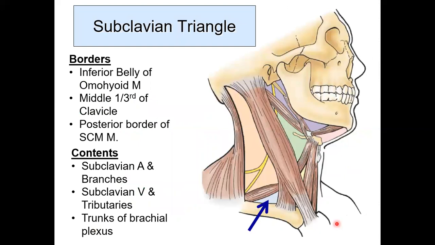All right, so your subclavian triangle, you can see here. Here's your clavicle, here's your omohyoid inferior belly, and here's your sternocleidomastoid. And that is your subclavian triangle. For the contents of your subclavian triangle, just remember, if it's the subclavian triangle, there's going to be stuff with subclavian in the name inside of it. So your subclavian artery, and your subclavian vein, as well as the trunks of your brachial plexus. So that one's nice and simple.